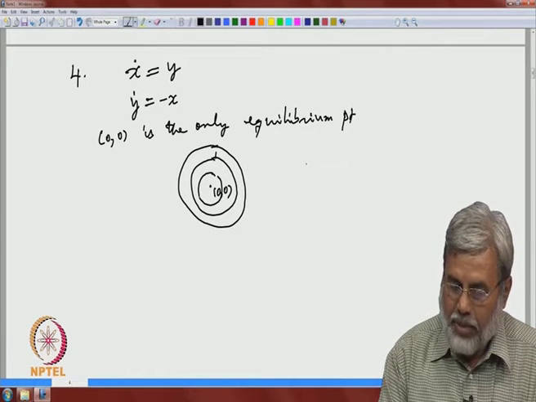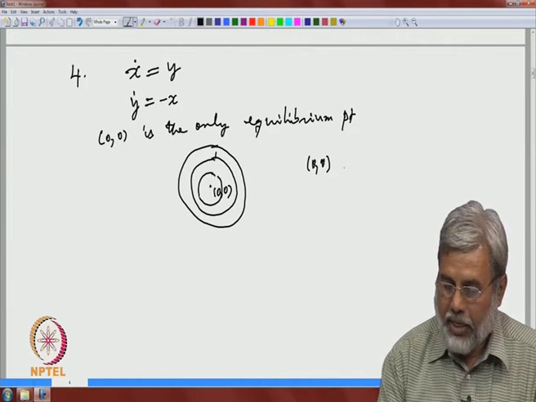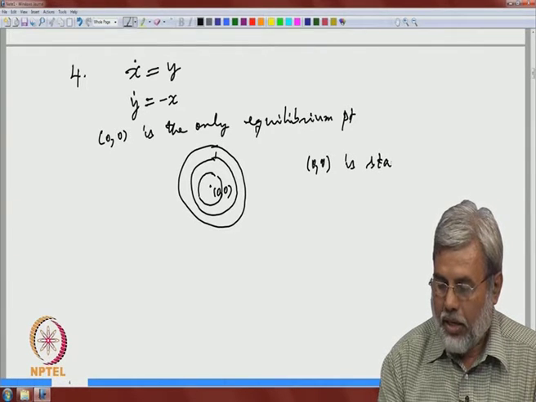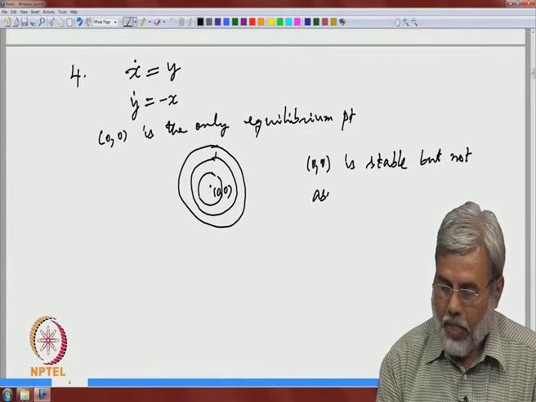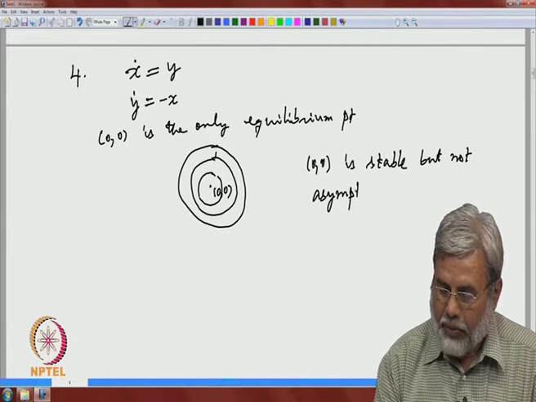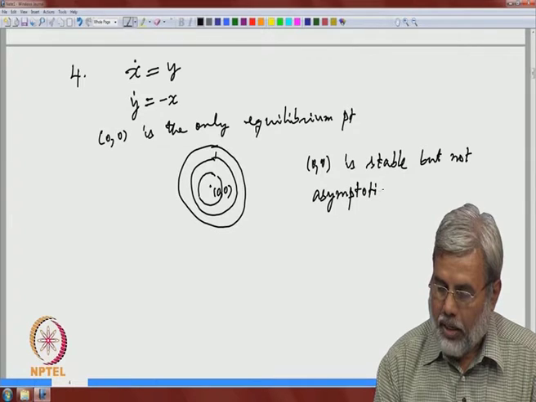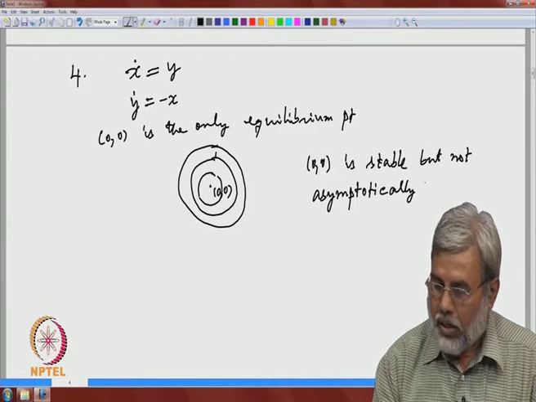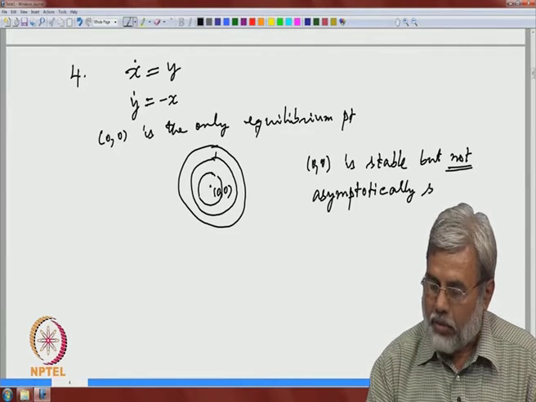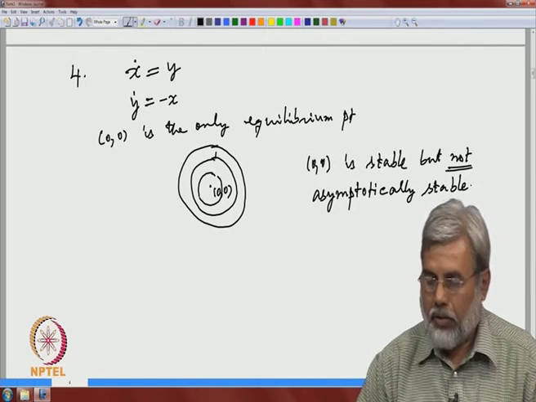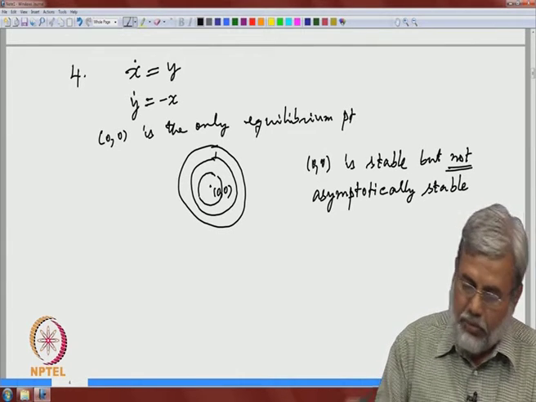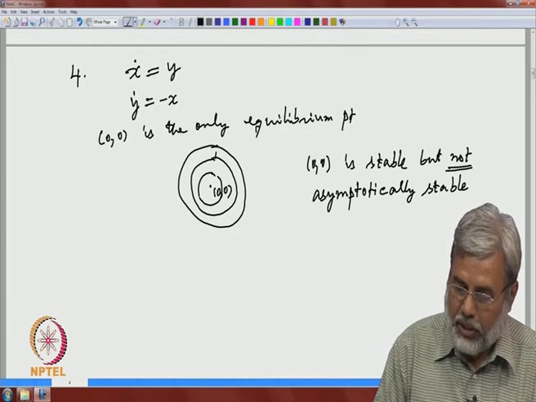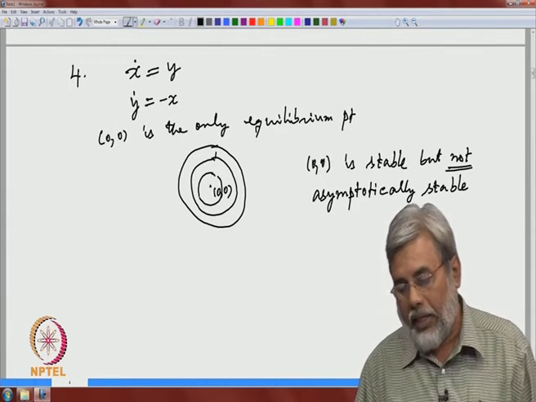So, here we have an example, this 0 0 in the 2D case is stable, but not asymptotically stable. This is a very typical example, and we quote it at many places. Okay. So, stability does not automatically imply asymptotic stability, but asymptotic stability requires stability. So, asymptotic stability is something more than stability.